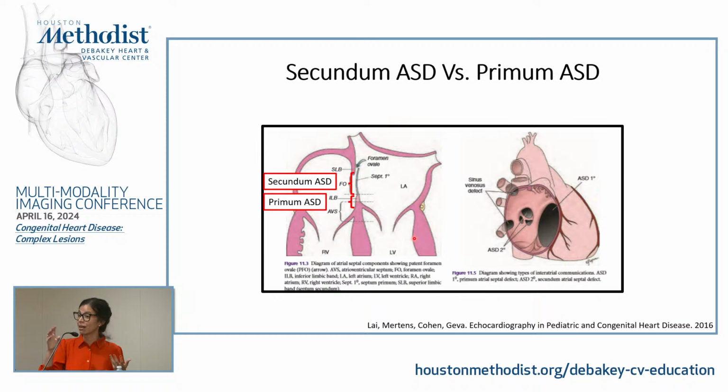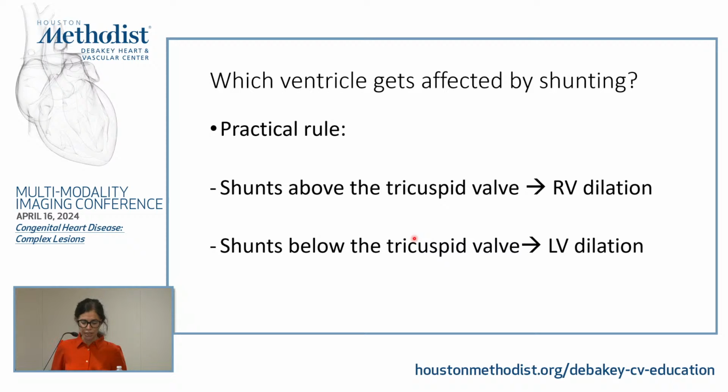Right, yes. RA and RV, yeah? How about shunts below the tricuspid valve? LV. Okay, so let's think about that now, yeah? So you got it right. So let's name some shunts that happen above the tricuspid valve that you guys are very familiar with.